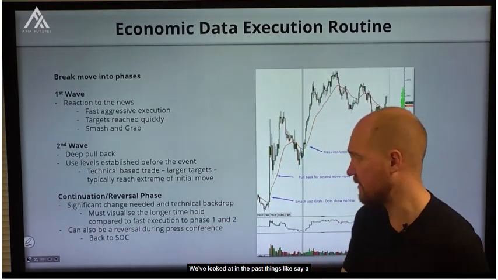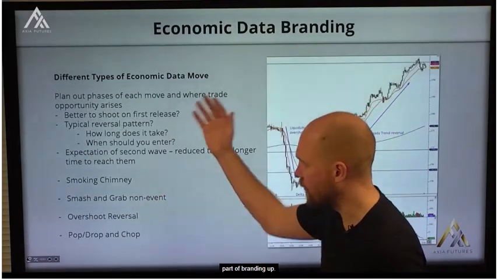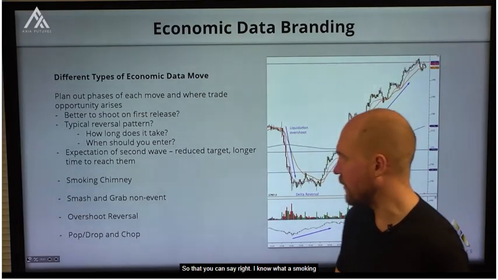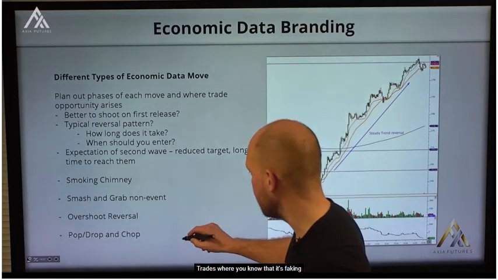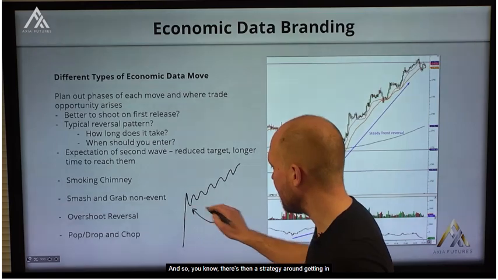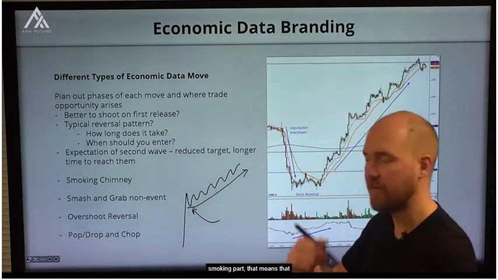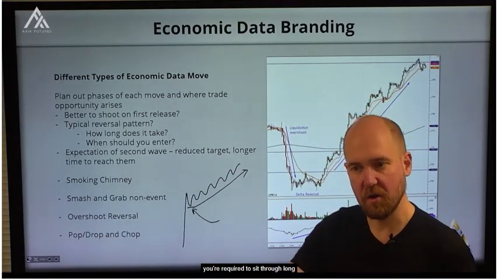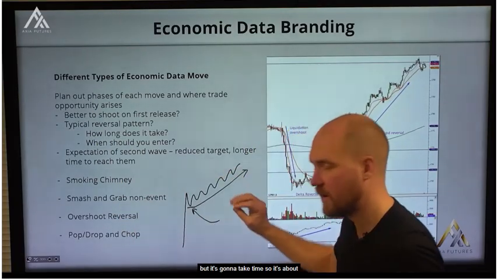And we've looked at in the past things like, say, a smoking chimney trade. And this is part of branding up any of your economic data so that you can say, right, I know what a smoking chimney looks like. And ideally, you'll be able to draw these types of trades where you know that a smoking chimney will do something like this. And so you know that there's a strategy around getting in here, but when you get in, having preset expectations of the smoking part means that you're required to sit through long periods of watching the market steadily move one side. It could double the original move, but it's going to take time.